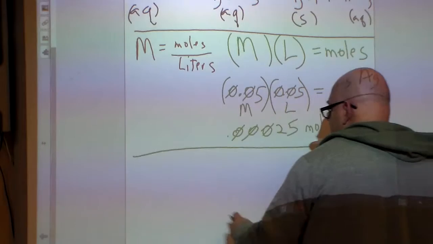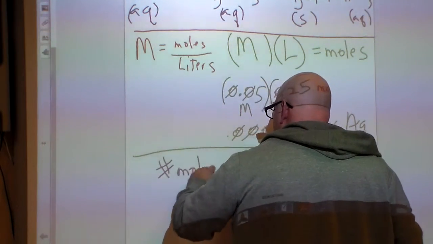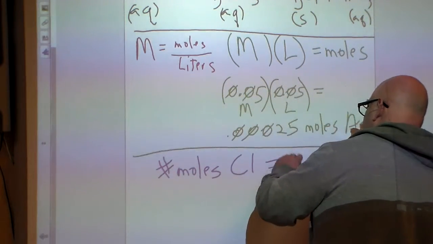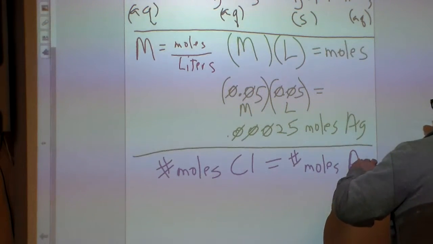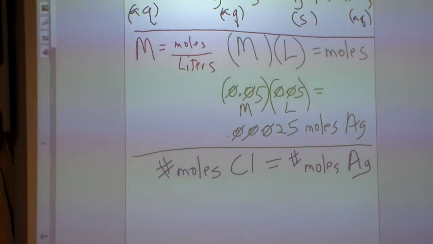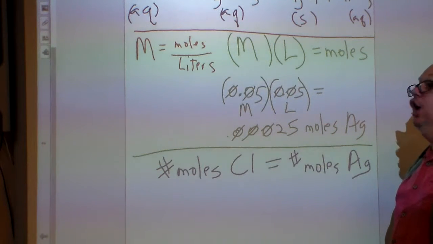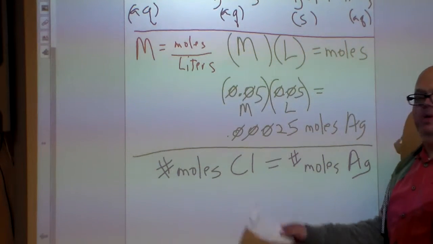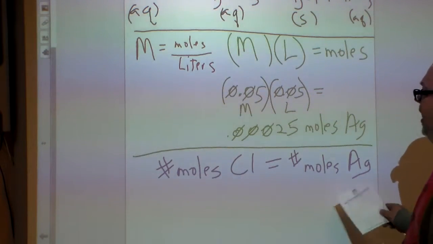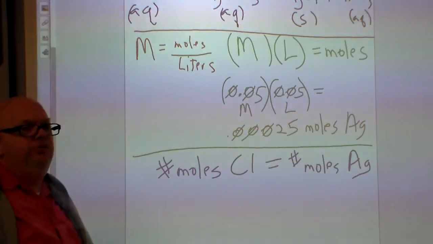What does this tell us? What this means, guys, is that the number of moles of chlorine is going to be equal to the number of moles of Ag, because it's a 1-to-1 ratio. Now, what if there was something like 2 chlorines in there? Then it would be half the number of chlorine moles because it would be a Cl2. But for now, the number of moles of Cl must equal the number of moles of Ag.